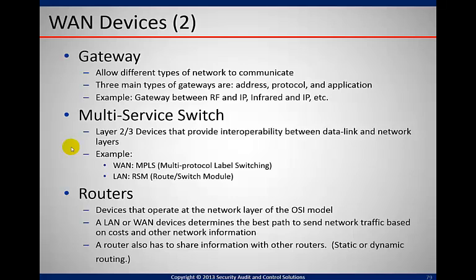Multi-service switch. This is a layer 2 or layer 3 device that provides interoperability between data link and network layers. For example, in a WAN, we have MPLS, which is multiprotocol label switching. And then in a LAN, we've got RSM, which is route switch module. A router is a device that operates at the network layer of the OSI model. It's a LAN or WAN device that determines the best path to send network traffic based on costs and other network information. A router also has to share information with other routers, such as static or dynamic routing.